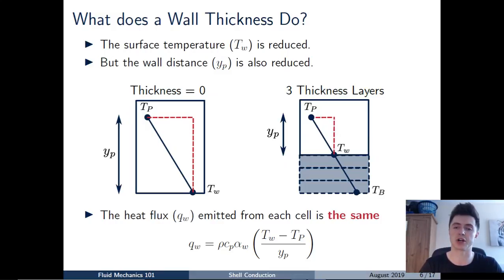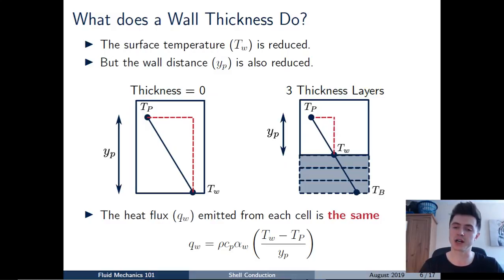The gradient of temperature between that wall surface, TW, and the centroid of the cell, TP, is the same. What that means is that the heat flux emitted from that boundary surface, TB, at the bottom, which then enters the fluid cell at the top, is the same if we add a wall thickness. So adding a wall thickness has no effect on the wall heat flux, QW. The reason for that is the heat flux can only travel in one direction. It can't leak out of the cells on the side. And so any heat flux emitted from that boundary surface TB will always enter the fluid cell above it, regardless of the number of thickness layers that we use.